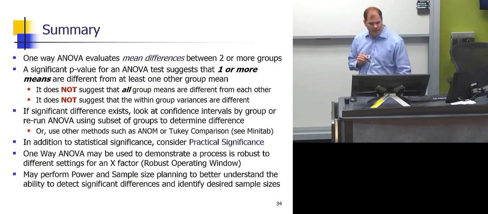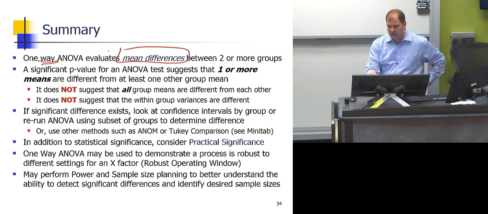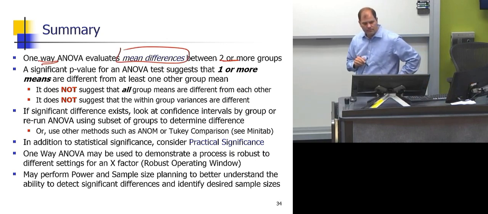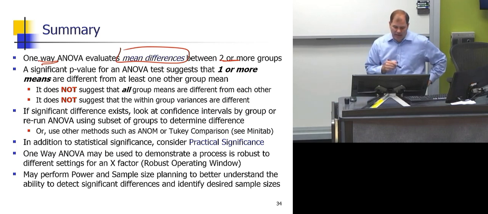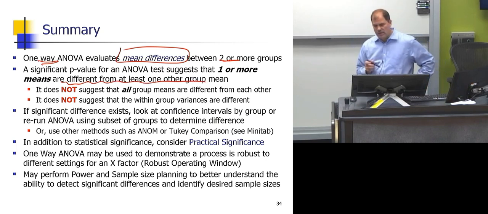All right, wrapping up for today. When I tell you to do one-way ANOVA, that's the test for mean differences between two or more groups. If you get a p-value that's significant, you're telling me that you have at least one mean different from one other. You're not telling me that the means are all different, and you are not telling me the within-group variances are different. And you're not telling me that it's actually practically important.